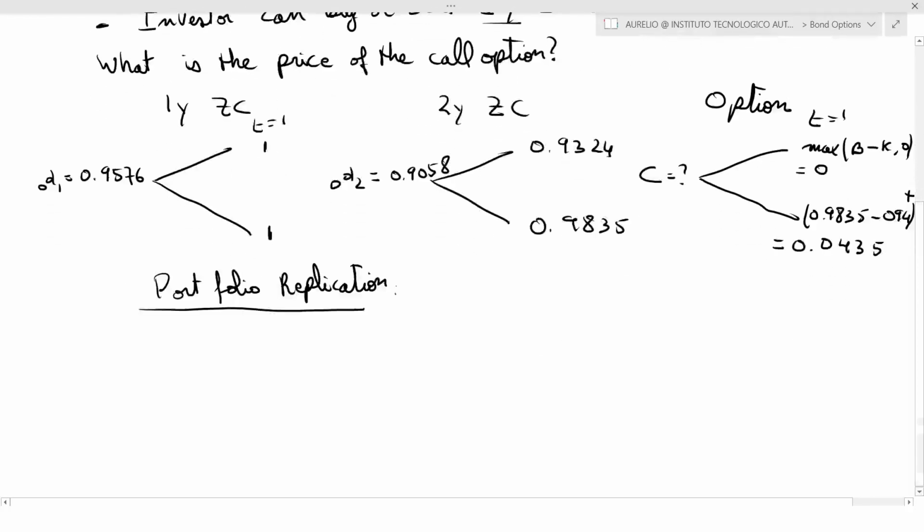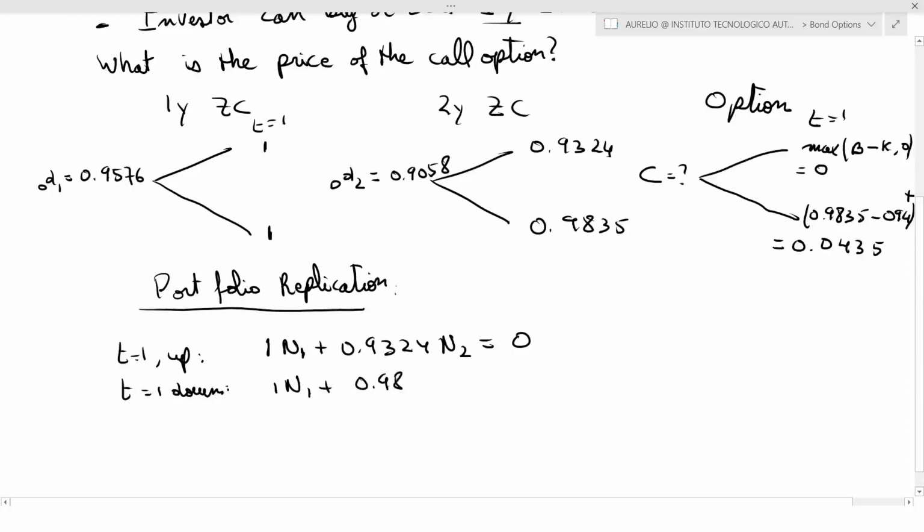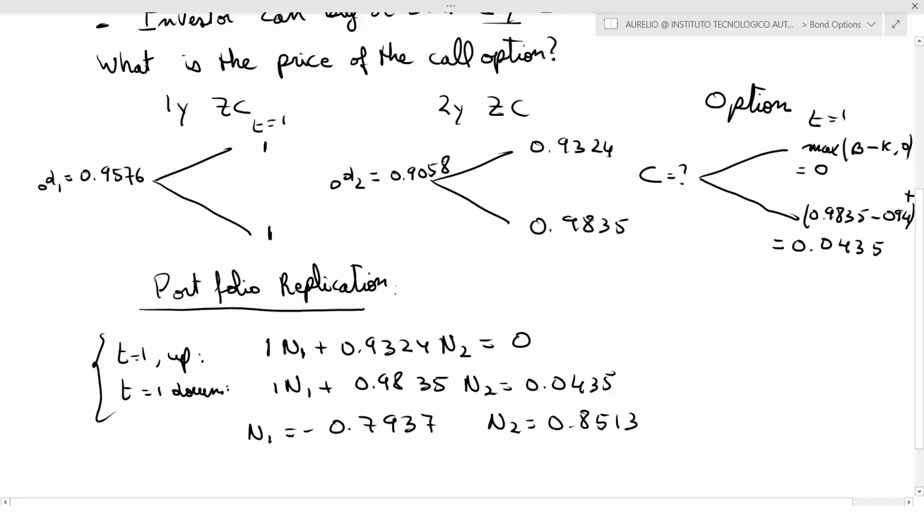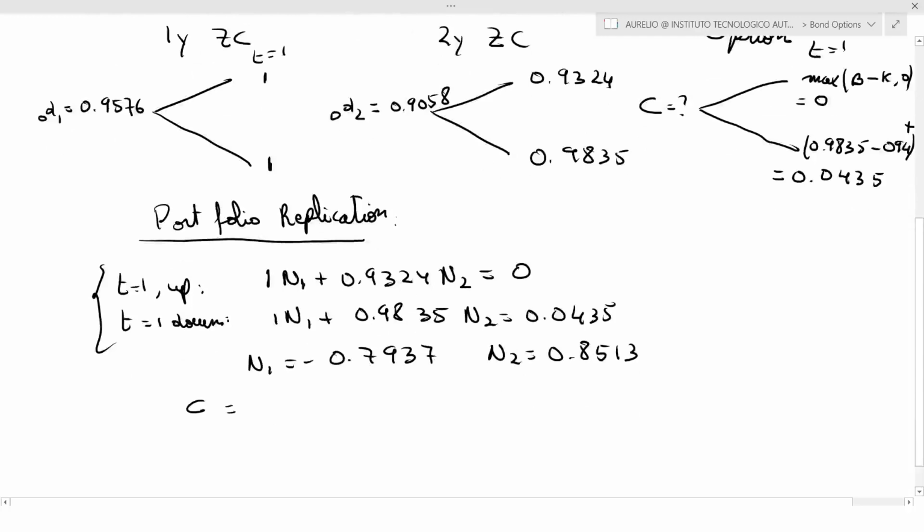Now, the next thing we're going to do is the portfolio replication. So first, we're going to do it for t equals 1 up. For t1 up, we need N1 units of the 1-year bond, plus 0.9324 of N2, that's the 2-year bond, and this has to be equal to 0. That's the payoff at t equals 1 in the up scenario of the option. And then at t equals 1 down, the equation is going to be N1 plus 0.9835 N2 equal to 0.0435. And N1 is going to be equal to minus 0.7937, and N2 is going to be equal to 0.8513.